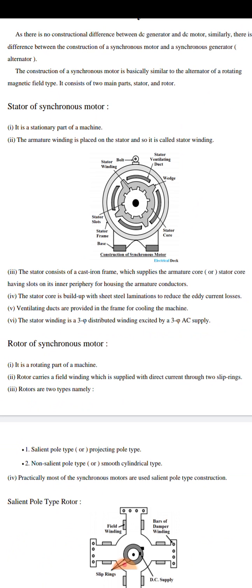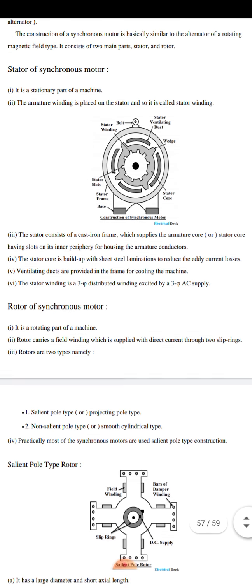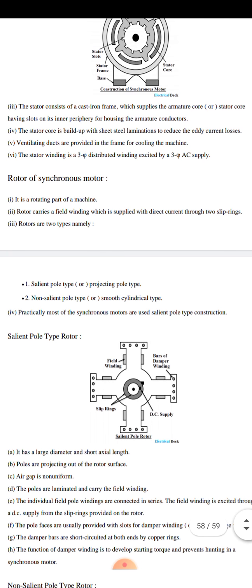Now going to the rotor of a synchronous motor, it is the rotating part of the machine. By its name we can say rotor. It means it is the rotating part of the machine. The rotor carries a field winding which is supplied with direct current through two slip rings.